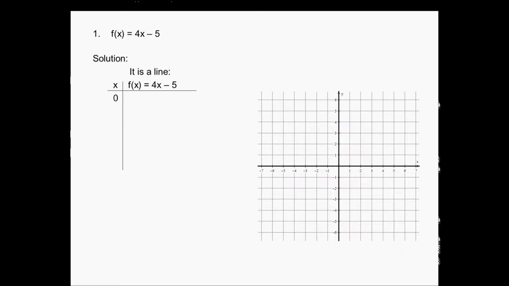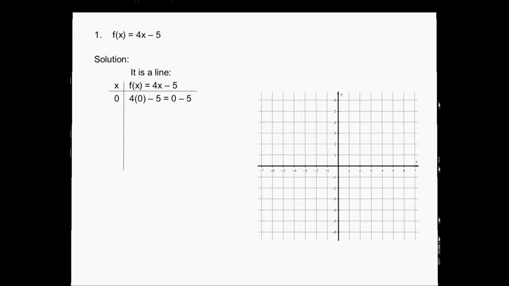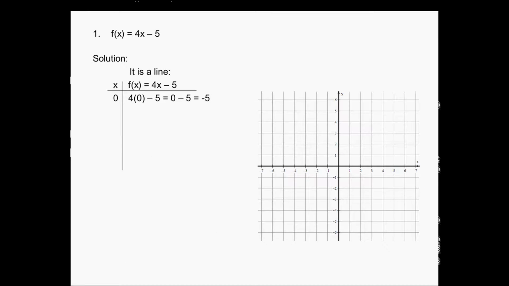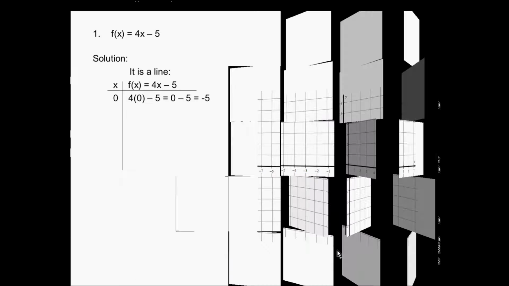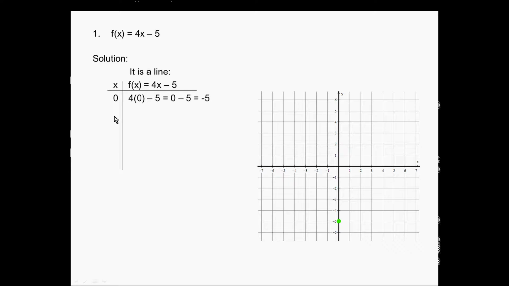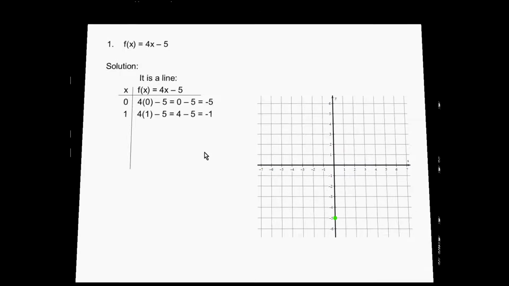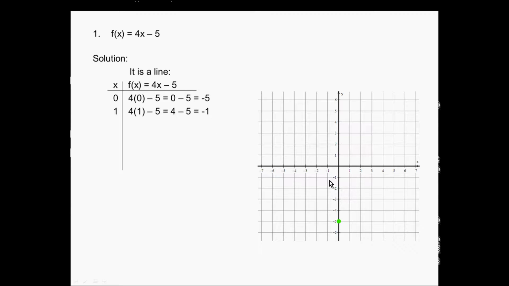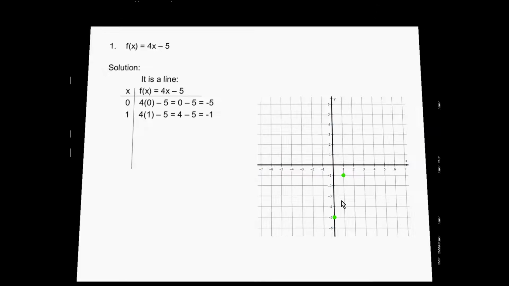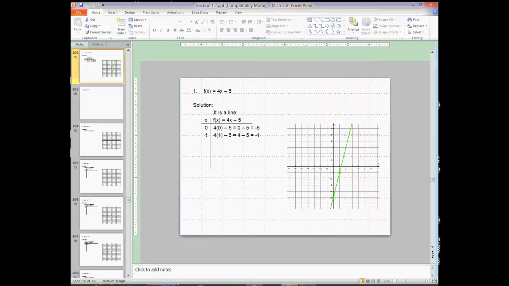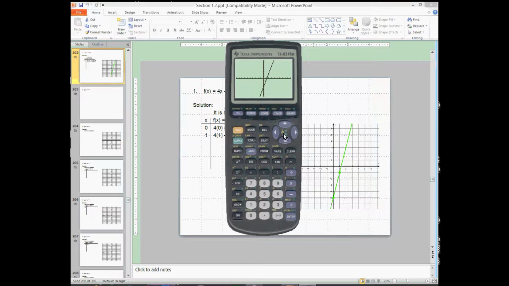I always start with x being 0. I'll have 4 times 0 minus 5. That's 0 minus 5, which is negative 5. I plot the point (0, negative 5). Another easy value for x, 1. So I have 4 times 1 minus 5, which is 4 minus 5, which is negative 1. So I plot (1, negative 1). And now we draw the line. So does this look like what Mr. Calculator drew? Yes, it does.